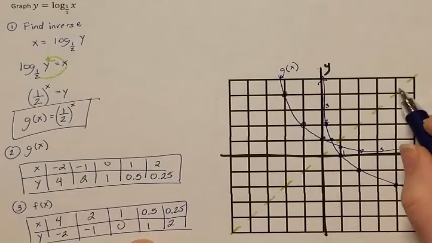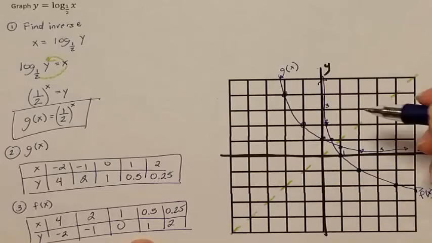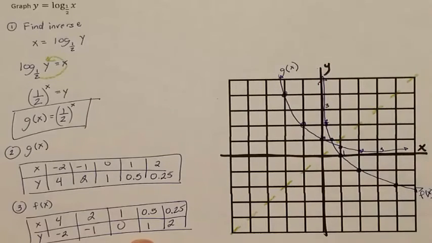If I were to fold along this dotted line, I see the intersection is on the dotted line, like it's supposed to. This line would land on there, and that line would land right there and there. So they are inverses of one another.